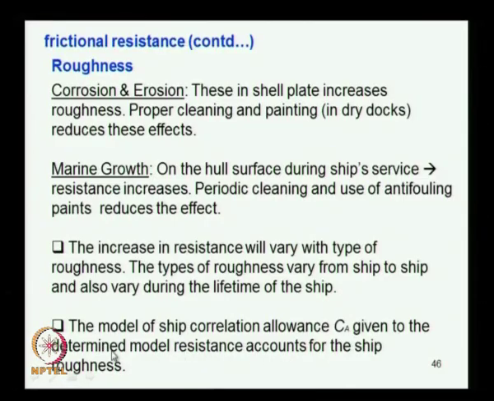Then the model-ship correlation element is given to account for ship roughness. In the model resistance, this roughness is not there. So when you extrapolate the model resistance to ship resistance, you have to give an allowance for this roughness, which is called the model-ship correlation allowance, to account for the change in roughness between the model and the ship.